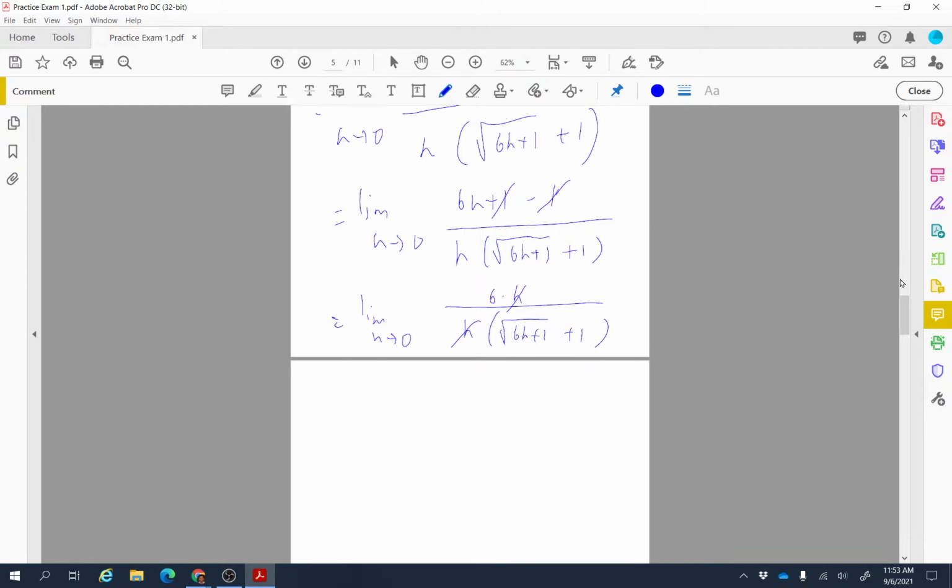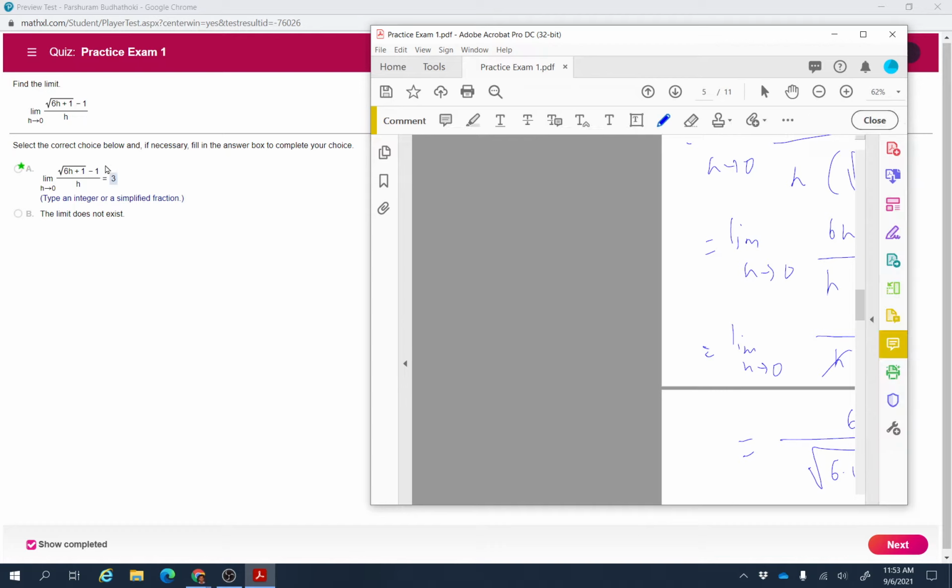Now for finding the limit, we can just plug h equal to 0 in the denominator and that will not be any problem here. So if we just find the limit, it will be 6 over square root of 6 times 0 plus 1, plus 1, which is eventually square root of 1, which is 1, so 6 over 2, so that is 3. That's why the answer for this question is 3.